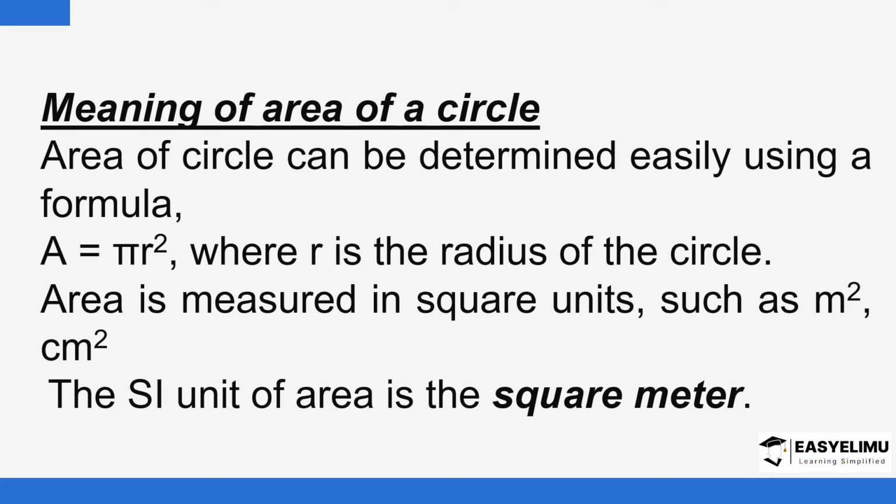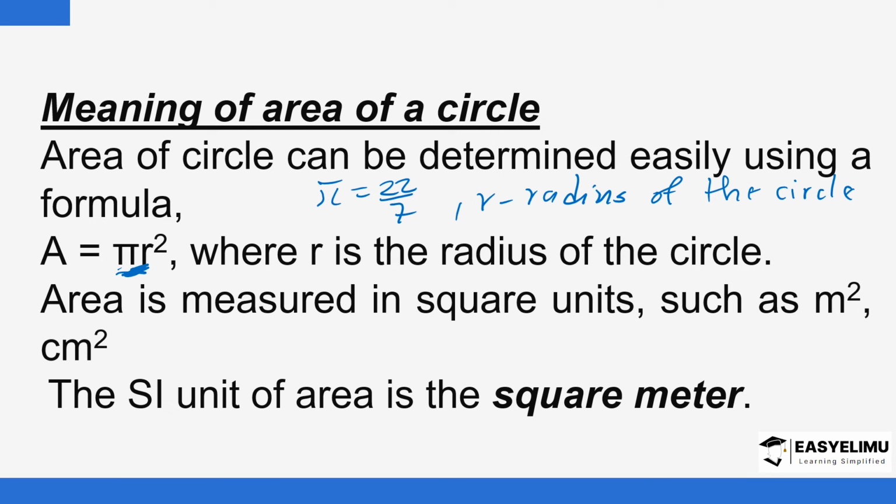So we normally use the formula pi r squared. Pi is equal to 22/7, and r is the radius of the circle. So this formula can be used conveniently to help you find the area of that region that we're talking about.